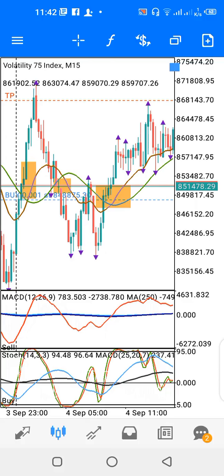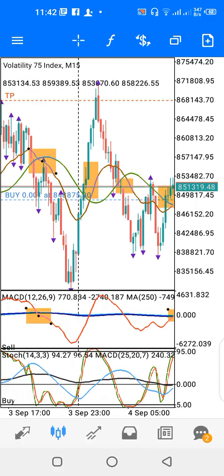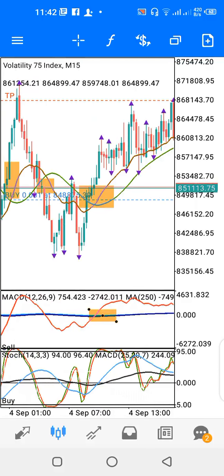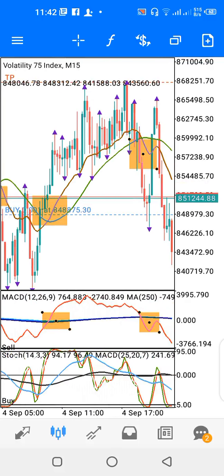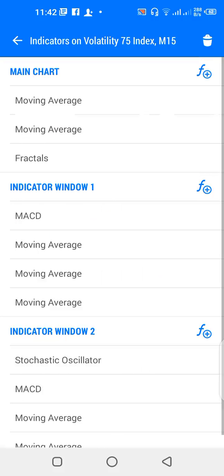This buy signal. Okay, so that's about it for indicator window one. Okay, what about indicator window two? Let's look at the settings. Let's look at the parameters.